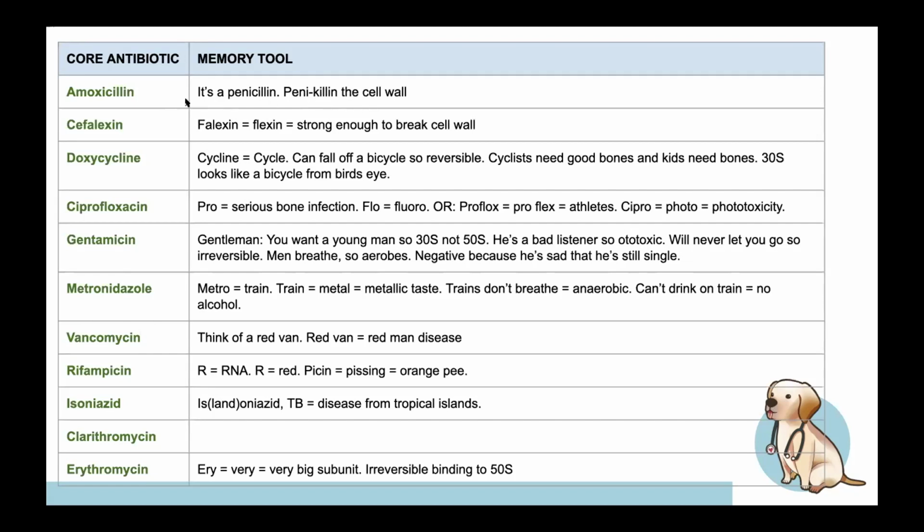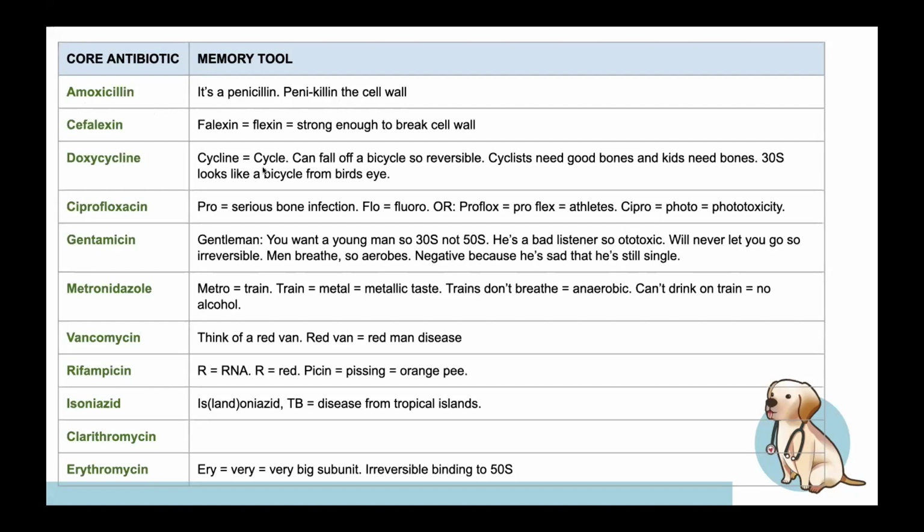So let's start with something simple like amoxicillin. Amoxicillin is a penicillin because they're both cillins. And remember, penicillin is a class of drug. That's important to remember because lots of patients have penicillin allergies, so you can't use amoxicillin, you have to use stuff like cephalexin or other classes of drugs. So amoxicillin is a penicillin, and penicillin affects the cell wall. Sweet, okay. And cephalexin, flexin, strong enough to break a cell wall.